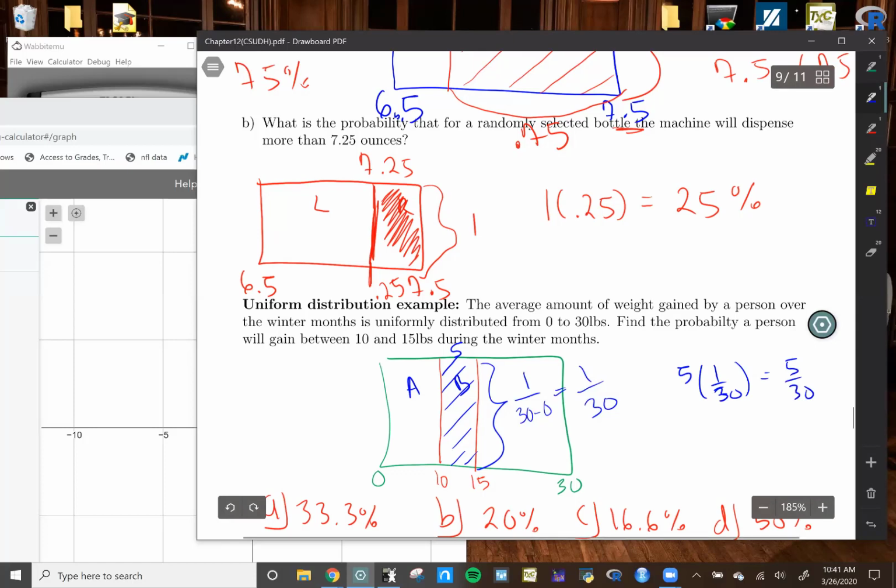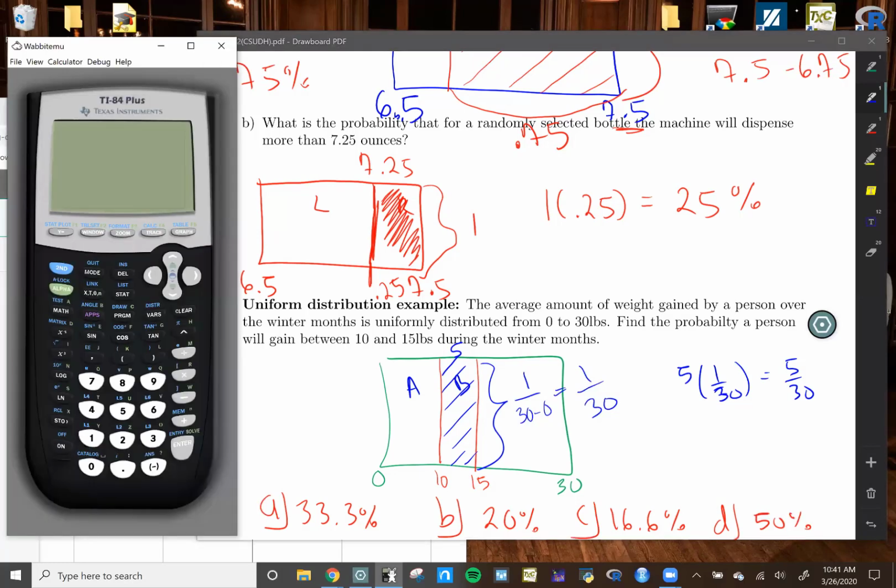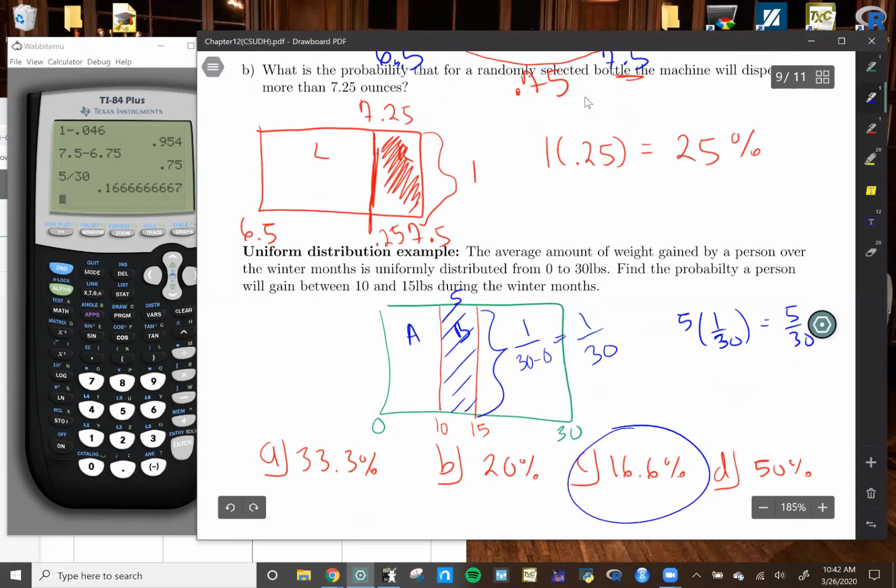So then if we go to our calculator, we'll say 5 divided by 30. And you get 0.1666666. So that means everybody should have chosen C. And that's your answer. Aha, I got it right, I guessed. Cool. Good job on guessing.